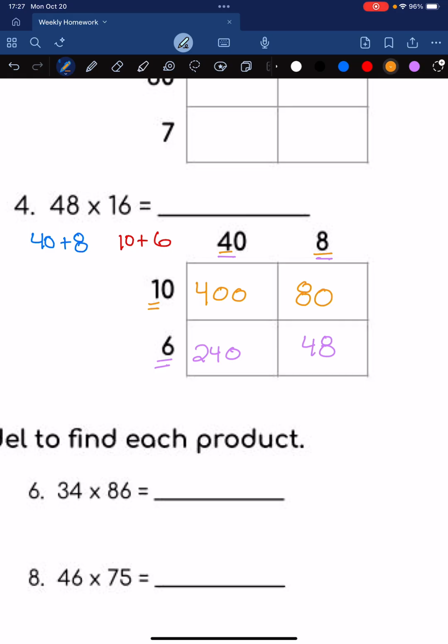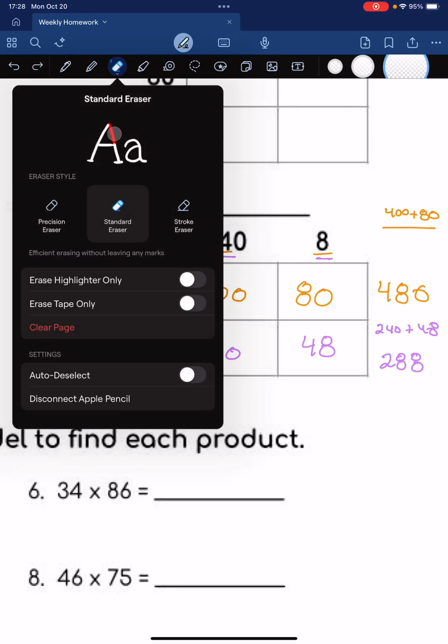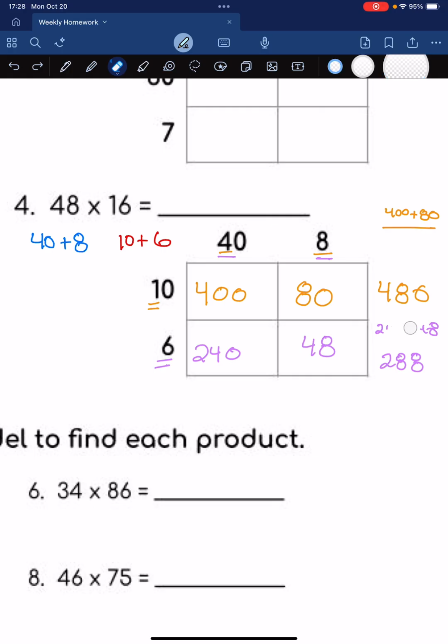So my first partial product is 480 because I just added 400 plus 80, right? And I got 480. And then for the second one here, I have 240 plus 48, which is 288. Beautiful. But now I need to add, you know what? Maybe I shouldn't have written this here, because you can't really see it that well. Right here. Yes. But now I'm going to add these two numbers together.